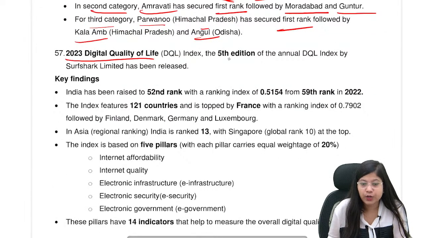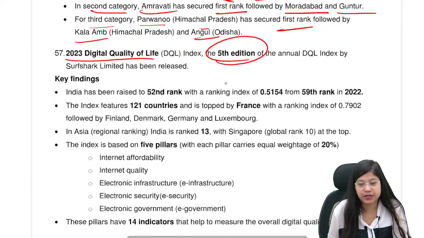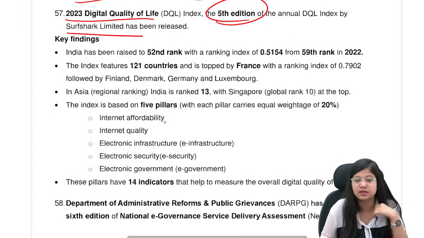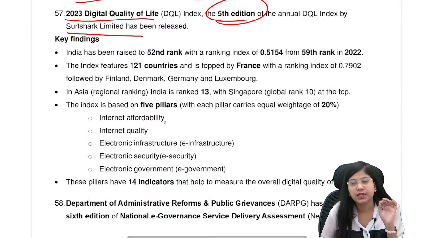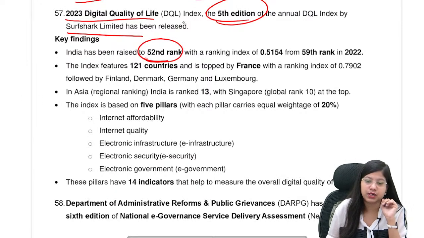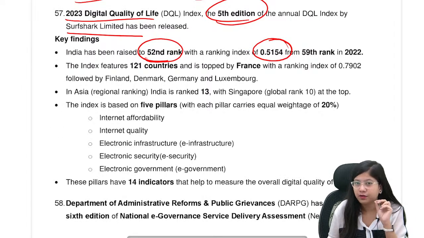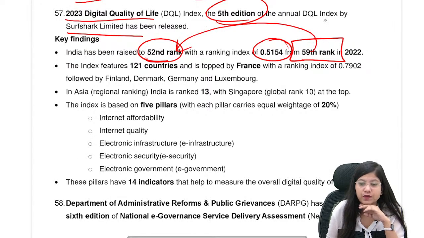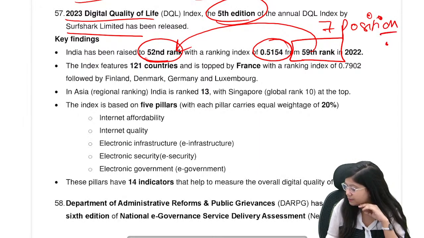Next index is the 2023 Digital Quality of Life Index, the fifth edition of this index, released by Surfshark Limited. This is a private organization which has released this index, but still this index is important. India stands at 52nd position in this index, and we have a score of 0.515. Last time India's rank was 59th. So clearly there is an improvement of 7 positions in our ranking, which is a very good thing.